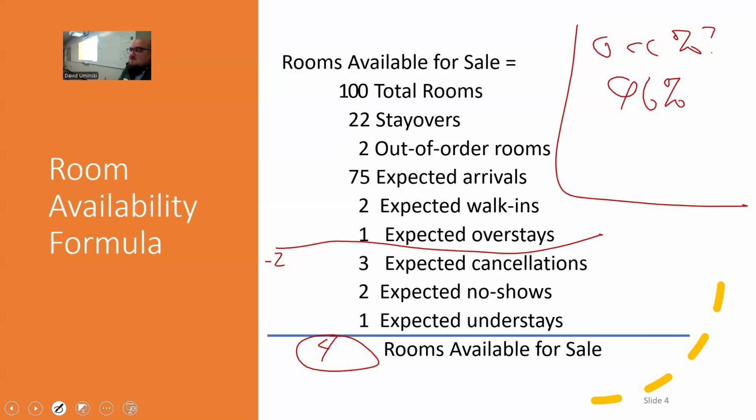We have 4 rooms available to sell. So if I have 4 rooms left, that means 96 of my 100 are occupied. So I actually have a 96% occupancy forecasted.